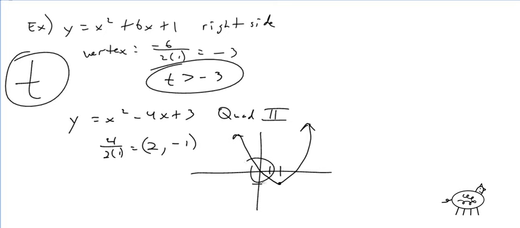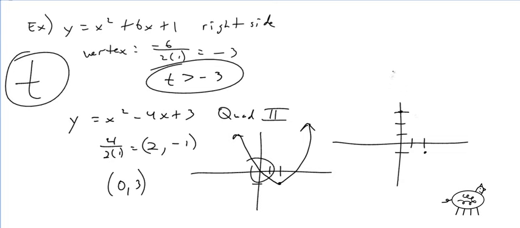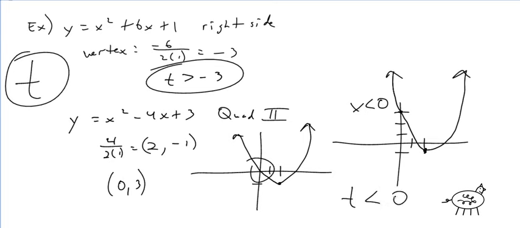So let's actually pick a value. Let's make x equal to 0. Well, if x is 0, you get 0 comma 3. So a better graph of this, and that's why it's good to make a good graph here. You have 2, negative 1, and 0 comma 3. So my graph is going to look kind of like this. That's a really sad looking parabola. But I truly know that when it's in quadrant 2, this is where x is less than 0. So for this problem, it's going to be t is less than 0.